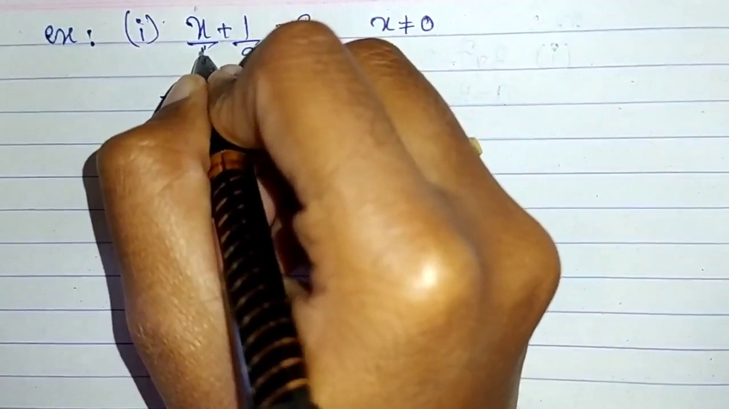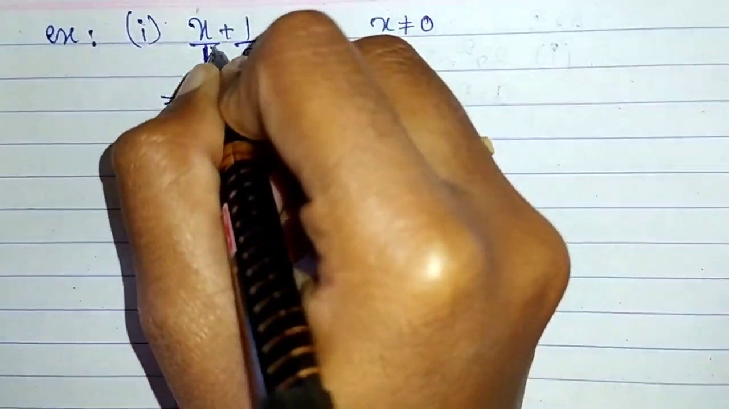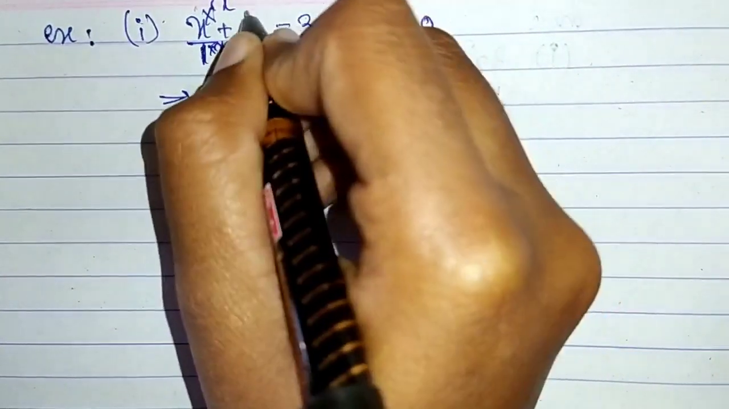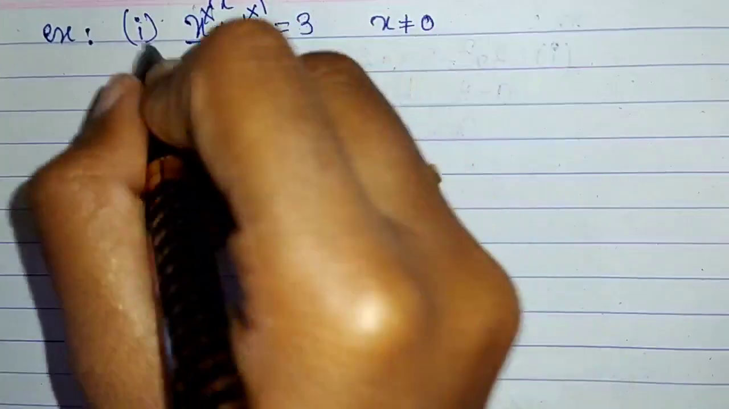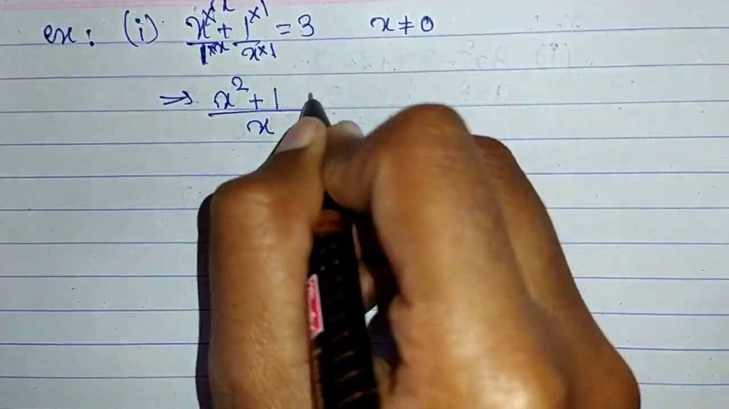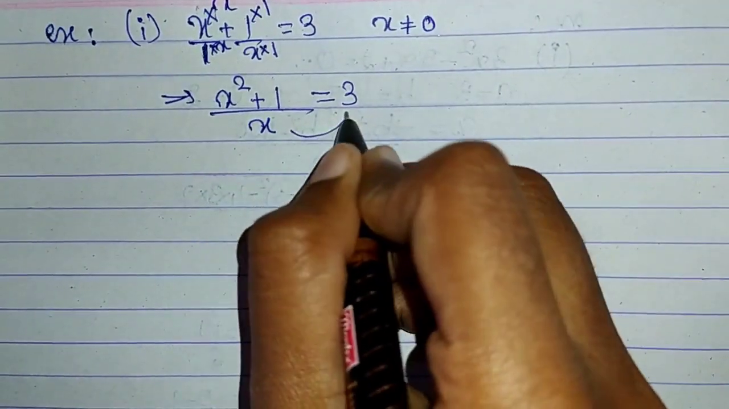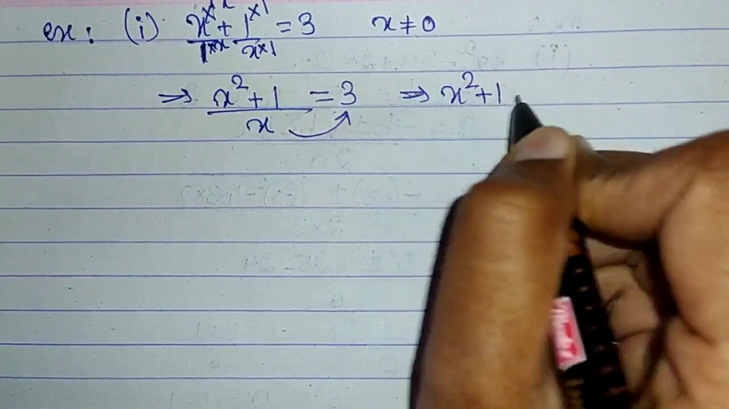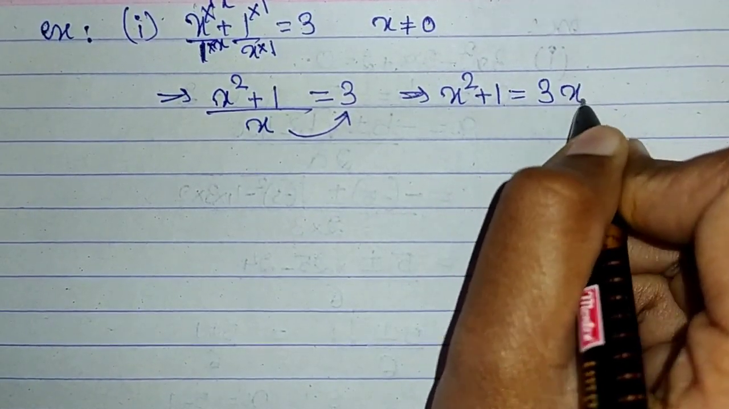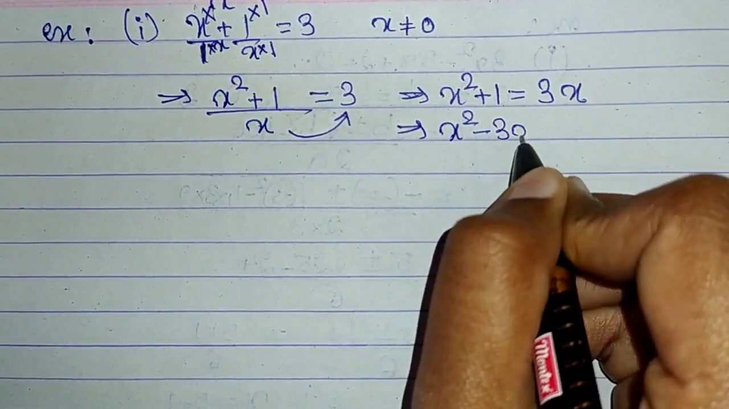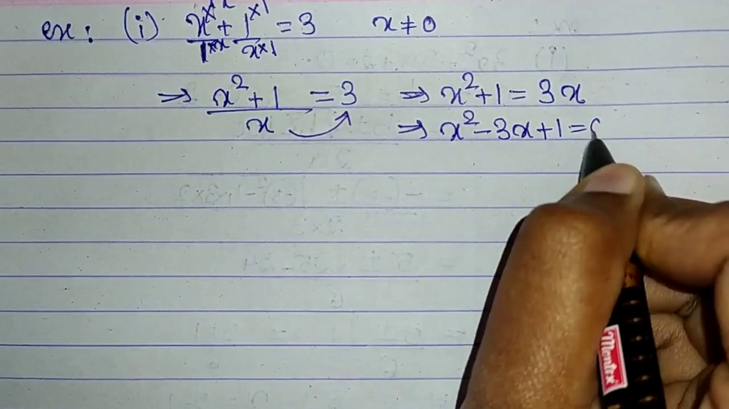So from the denominator, what is missing? To get x, we have to multiply it by x. x into x. Here, multiply by 1 into 1 is equal to 3. So x into x, x square plus 1 into 1 is equal to 3. Now transpose. We get x square plus 1 is equal to 3x. So on transposing, once again we get x square minus 3x plus 1 is equal to 0.